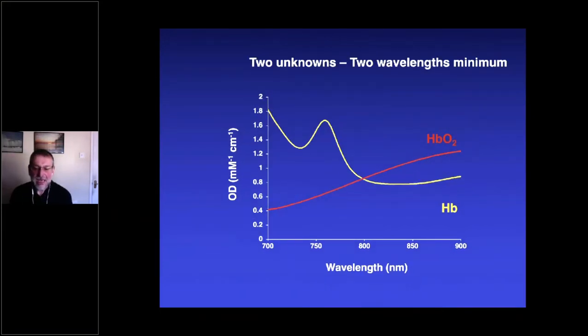And so essentially, as a bare minimum in any near-infrared spectroscopy device, and actually this works for pulse oximeters as well, you've got two unknowns, oxy and deoxy. You need at least two wavelengths to make a measurement. And you can use more wavelengths for a whole range of other reasons, but the minimum is two.